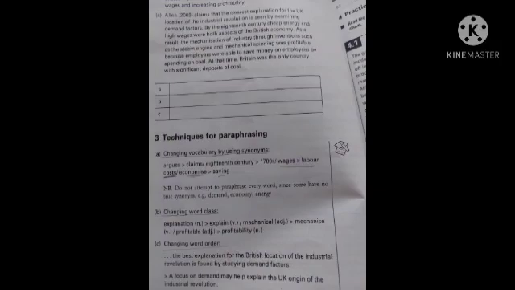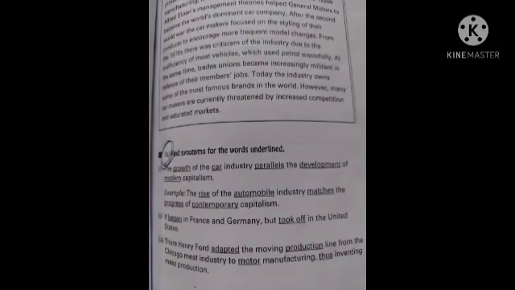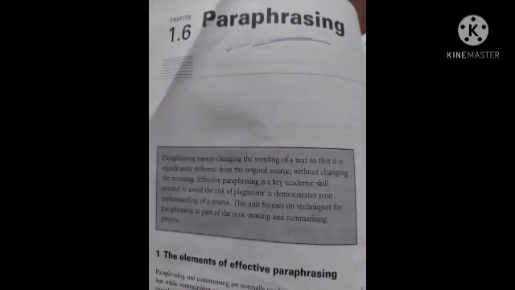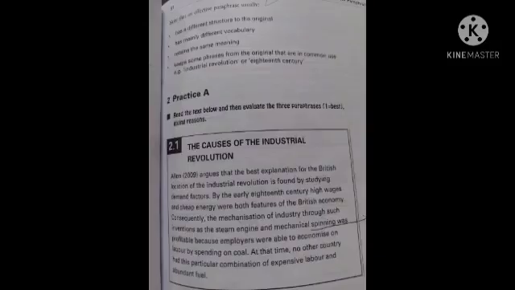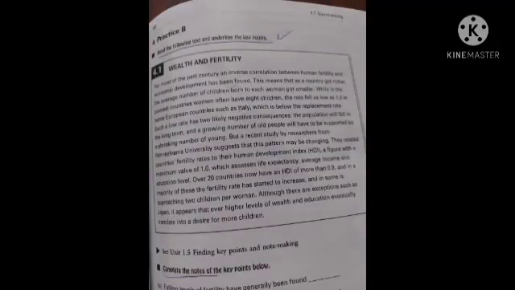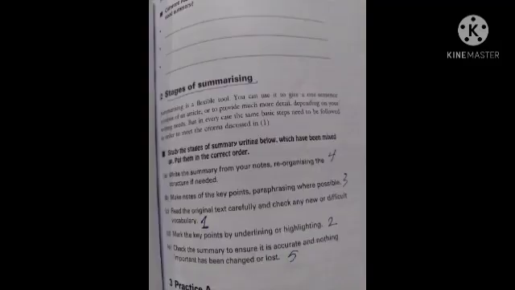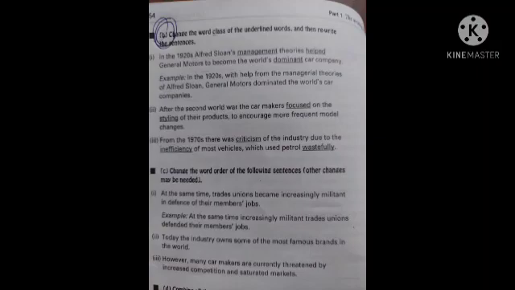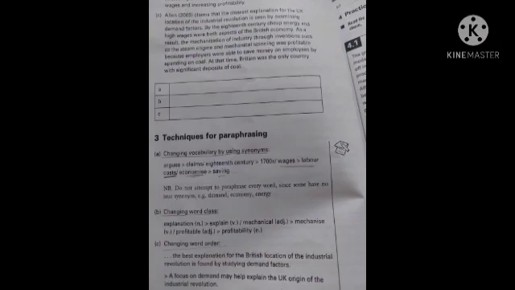What I'm asking you to do is on page 53, exercise A. Find synonyms for the words underlined. Okay, you have to answer this and send me your answers. Also, exercise B, change the word class of the underlined words and then rewrite the sentences. Okay, A and B. Change the word class, the word families.